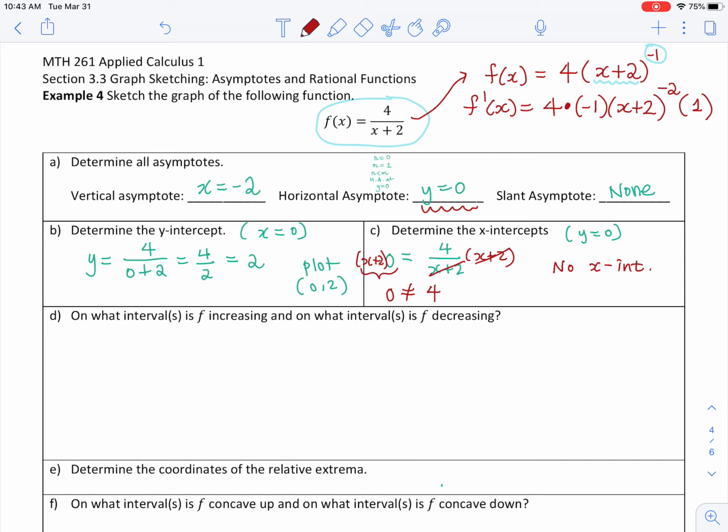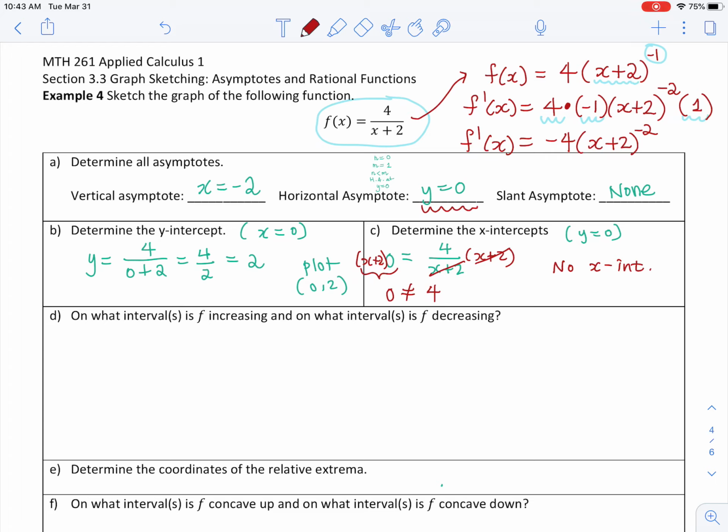And if it's not something other than 1, you do need that, okay? All right, let's simplify this. F prime of x is then, let me find all my constants: 4 times negative 1 times 1. What's that going to give you? Negative 4. And then I will have x plus 2 raised to the negative second power.